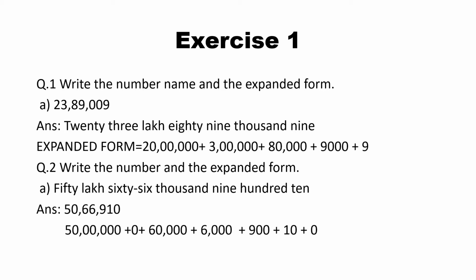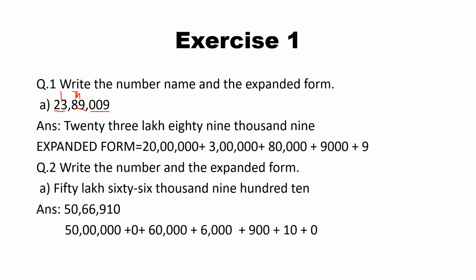Exercise 1. Write the number name and expanded form. This is ones period, thousand period, and lakh period. So 23 is in the lakh period, so it's 23 lakh. 89 is in the thousand period, so 89,000. And a single 9 is there, so only 9. Expanded form: 20 lakh plus 3 lakh plus 80,000 plus 9,000 plus 9. If we want, we can put plus 0 and plus 9.